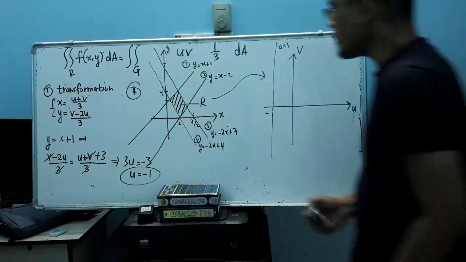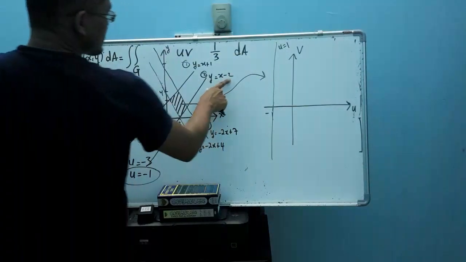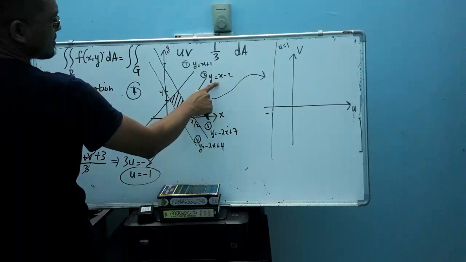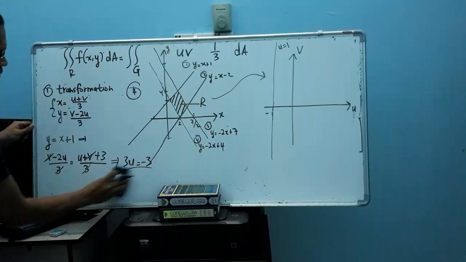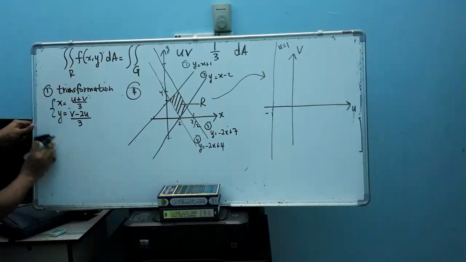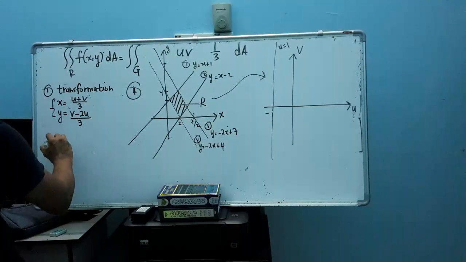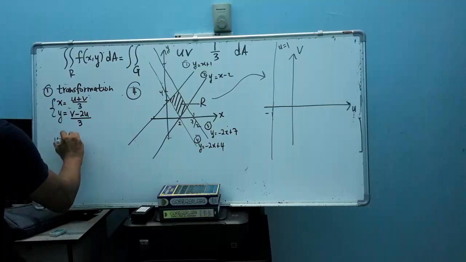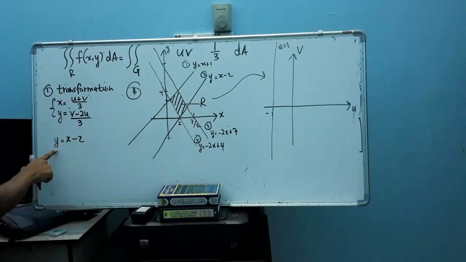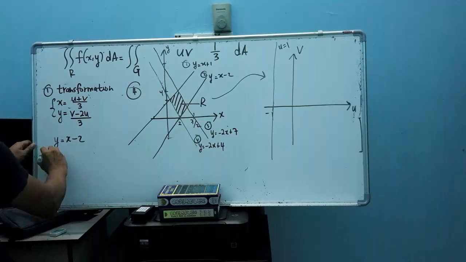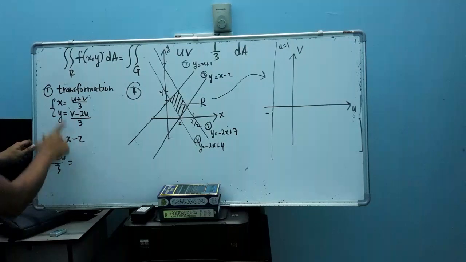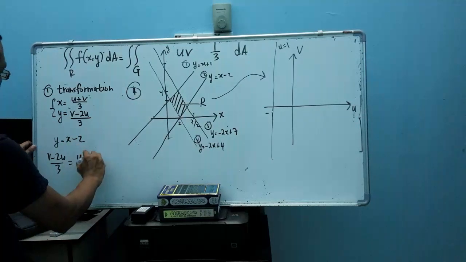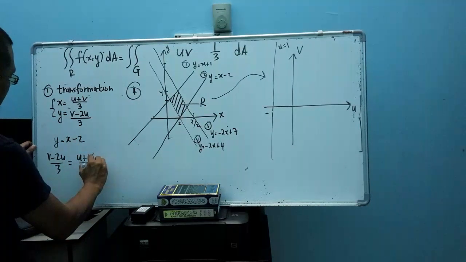Okay, the second one. Let's transform the second line here. y is equal to x minus 2. So now I will have y equals x minus 2. What is my y here? My y here will be (v minus 2u) over 3. And then what is my x here? My x here will be (u plus v) over 3 and then minus 2.